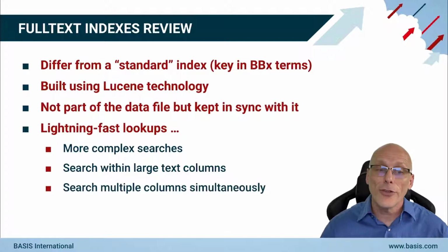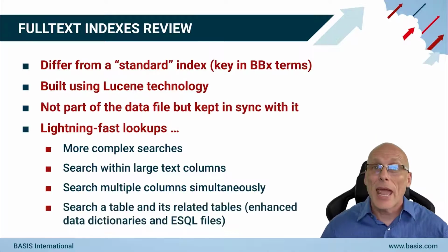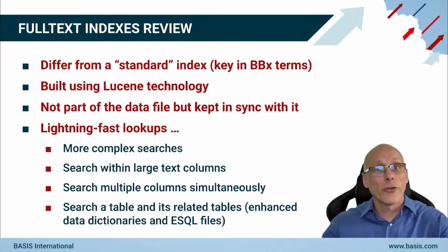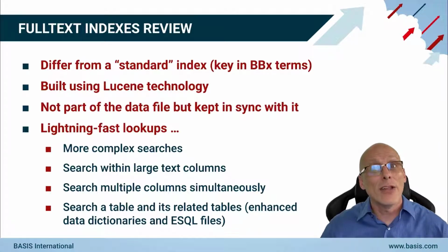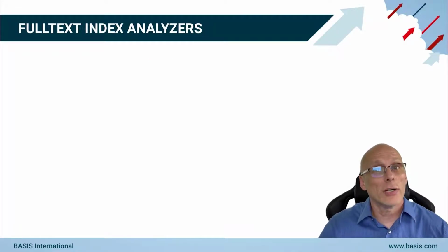But not only that, you can also search multiple columns simultaneously, which again adds much more power to your searching capabilities. And you can even search a table as well as its related tables, those tables that have foreign key connections on them. Now, this feature is only supported in enhanced data dictionaries and ESQL files, but just know that we have this powerful capability where we can walk the tree of the relationships between tables and do searches in that way too. All right, so we've taken a bit of a high-level overview and look at full text indexes. Now let's go ahead and lift up the hood, take a look underneath at some of the inner workings here.